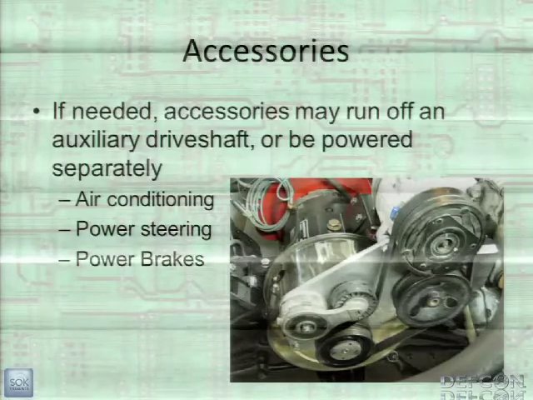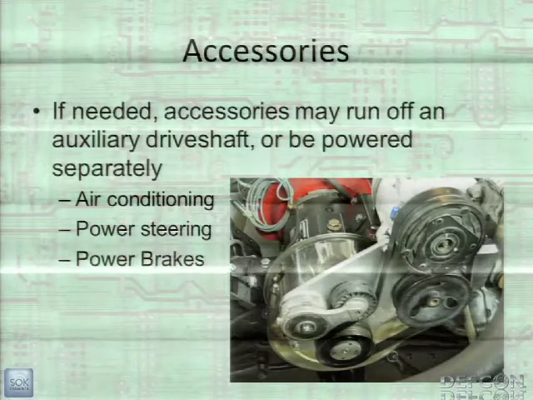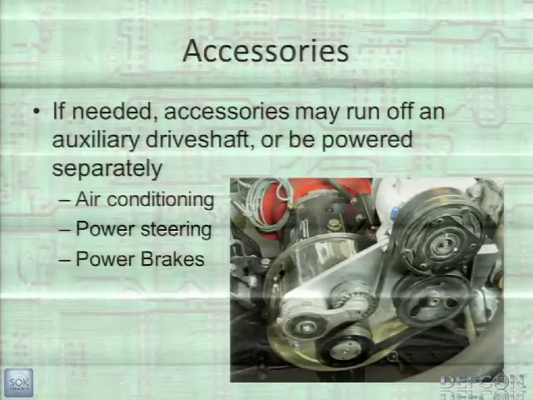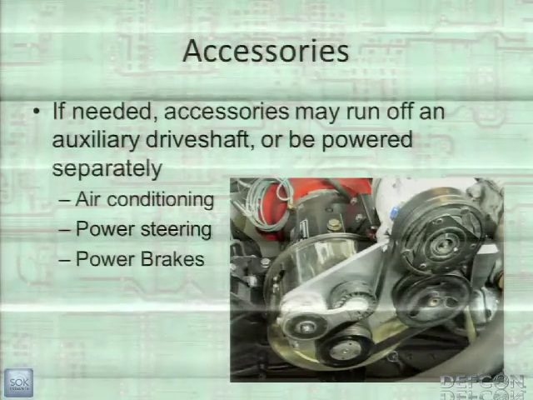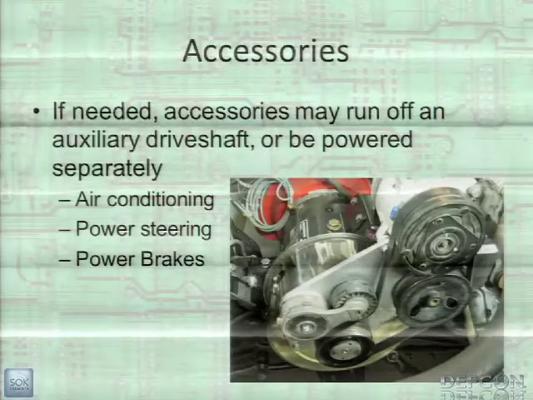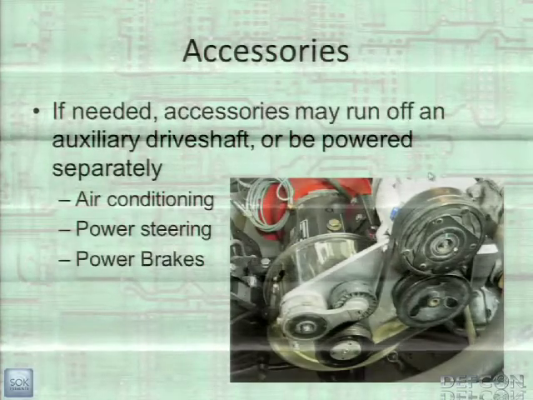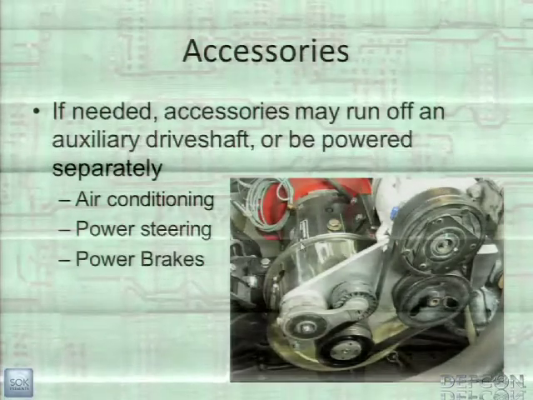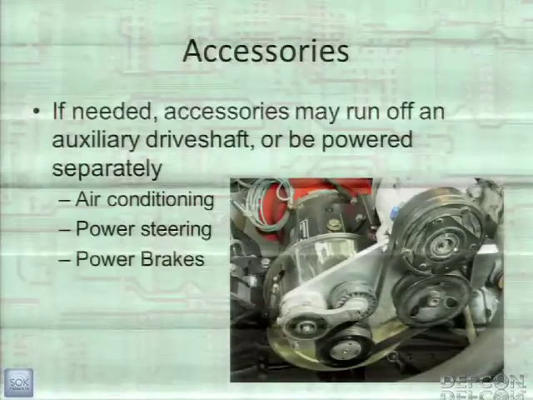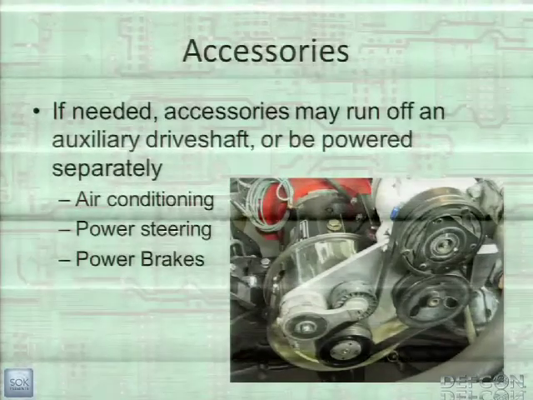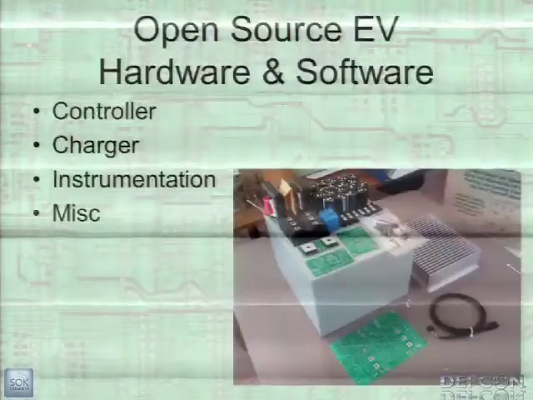If you need accessories, there are 2 ways to do it. One is to drive them off an auxiliary shaft. You have a motor where the shaft goes all the way through the motor, and you can hook up a flywheel and whatever you need on the other side of it. This is an example where they have air conditioner, power steering, and power brakes all hooked up to a little belt on the end of the motor. Or the alternative is you have each one connected to a separate electric motor that will run everything.